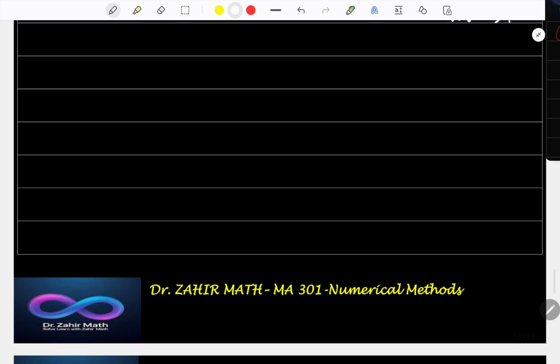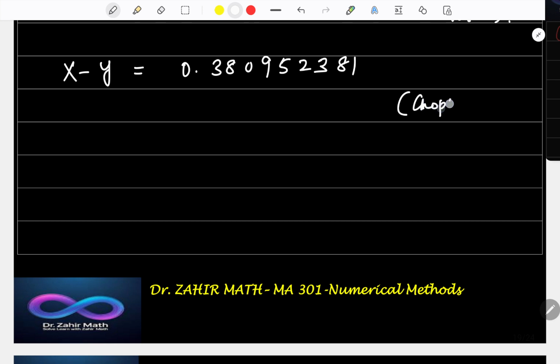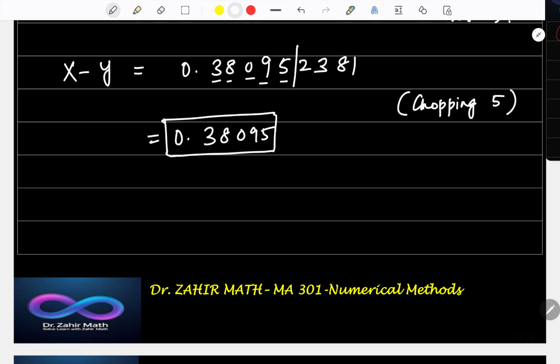I have already stored the x value and the y value in the calculator, so I'm just using x minus y. Easy to do. So I got the value 0.380952381. Now chopping for how many decimals? 5 decimal values. 1 2 3 4 5. Chopping, so 0.38095. This is the value, right?